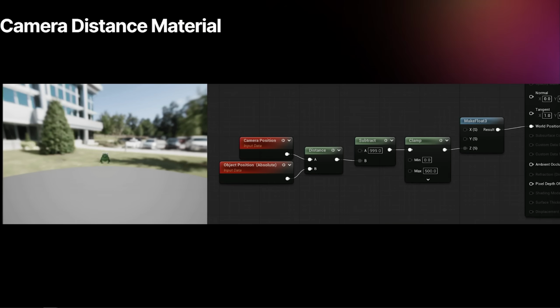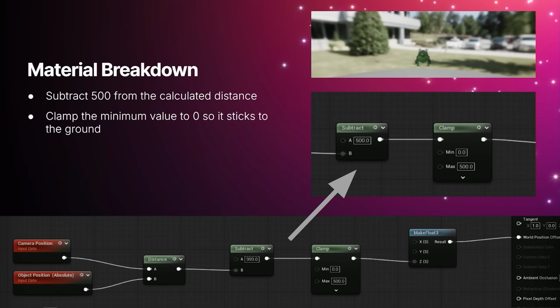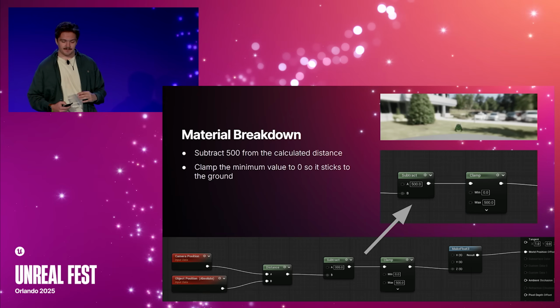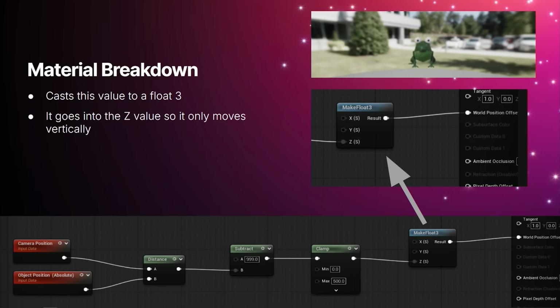Here we have this frog that jumps away when it gets too close to the camera. So I'm going to go into how I made this. We start out taking the camera position and the object position, and we get the distance between both these values. And then with that distance, we subtract 500 from the distance and then clamp the minimum value to 0. That way, when you get too far away and it goes into a negative value, it still sticks to the ground. After that, like we did with the coin when it was floating up and down, we cast it to a float 3, and we only put it in the z value because we only want the frog to jump vertically, and we have the effect.